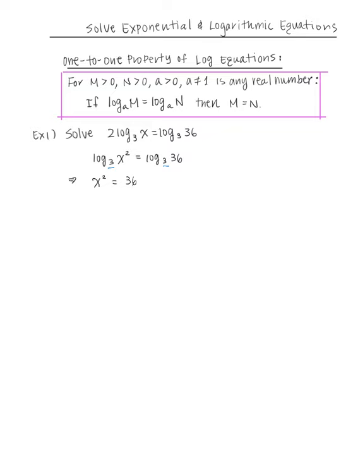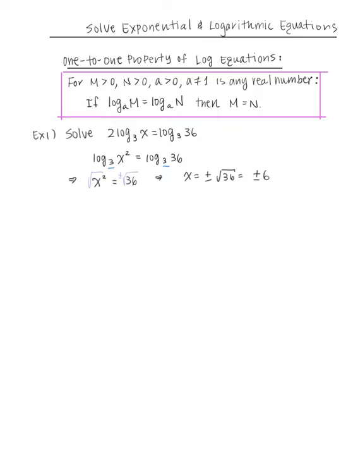Now all we have to do is solve from here. Applying the square root property, if I take the square root on both sides, remember you're going to have a plus and minus. So this implies that x is plus or minus the square root of 36, which is plus or minus 6.